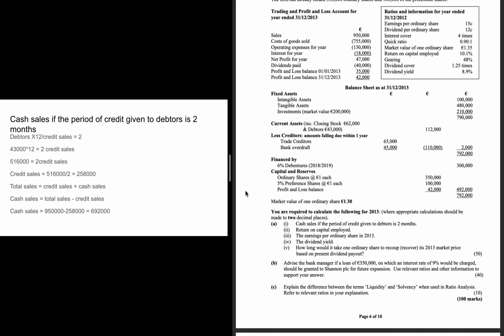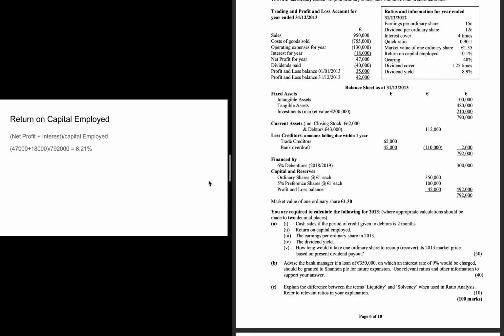So hopefully you're getting the hang of those ones. Return on capital employed, net profit plus interest over capital employed. So 47 plus 18. Capital employed is the last number, 792. And that gives you 8.21%.